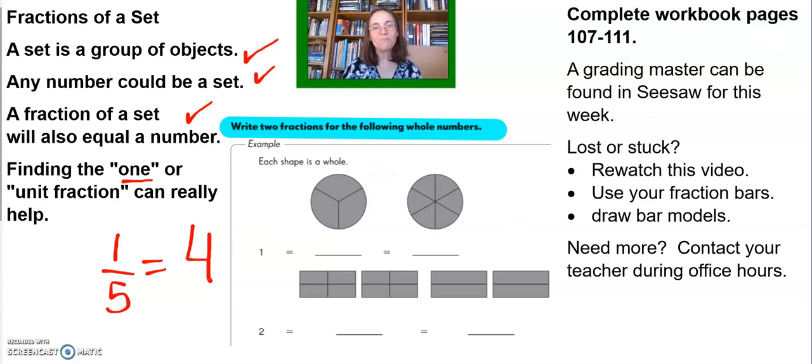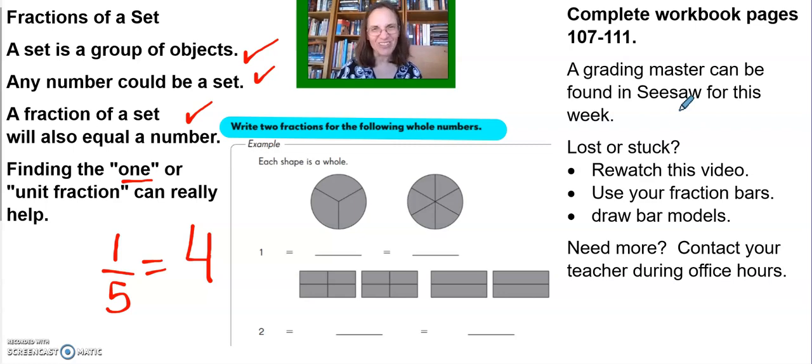So you're going to complete workbook pages 107 to 111. I have some second graders also watching this. Second graders, you're going to do all the workbook pages that I pasted into your PDF. And a grading master will be found in Seesaw for this week, and you can look there. And what I'd like you to do is do each page and then grade each page, and that way you can catch your mistakes and learn from them. I'm always going to ask you to do that.